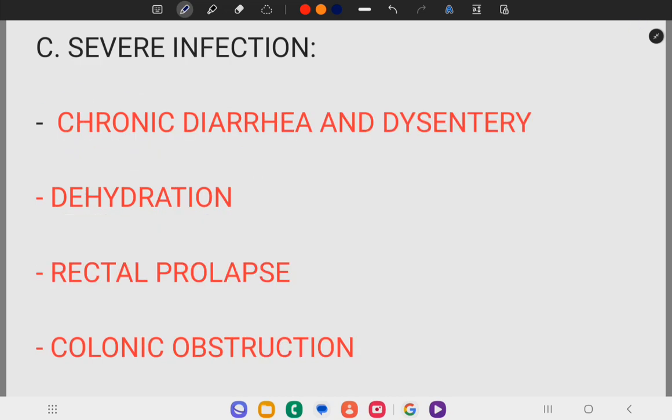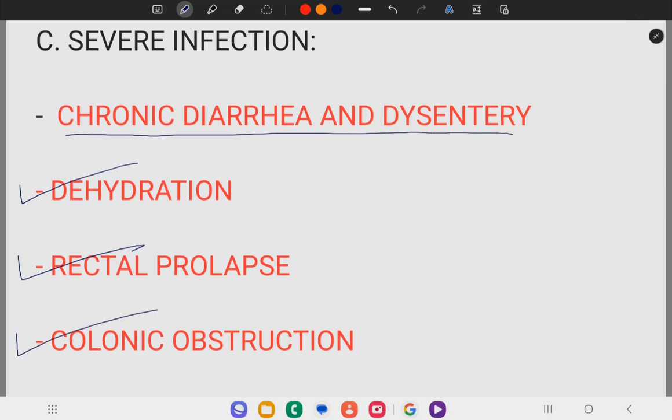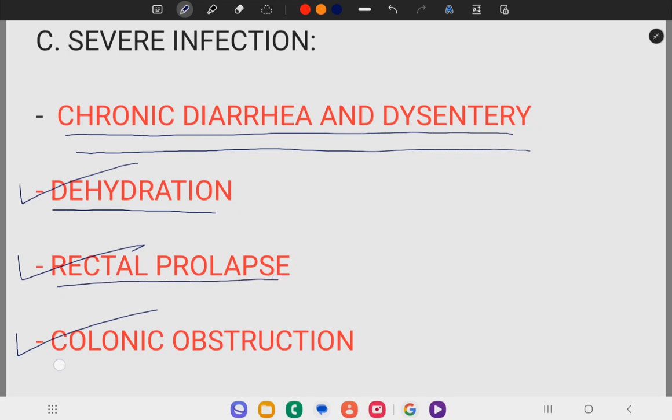Severe infection causes chronic diarrhea and dysentery, which results in dehydration. Severe infection also causes rectal prolapse and colonic obstruction. We are done with clinical features.